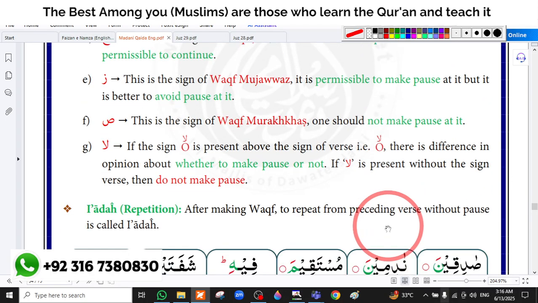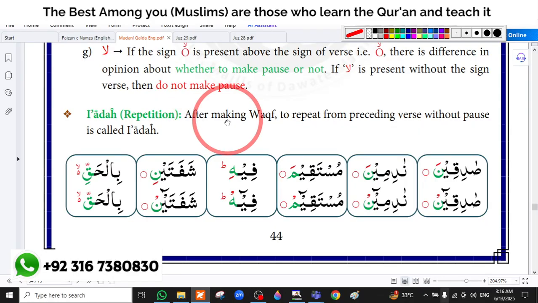Got it? Now this is called iyada. Iyada means to have waqf and then repeat from the previous word and then continue reading. Like for example, Alhamdulillah, and then we'll go back again. Alhamdulillahi Rabbil Alameen. Or I can give you another example, like Ulaika ala hudam min rabbihim, like that. So when you go back to the word and then you read, it's called iyada.